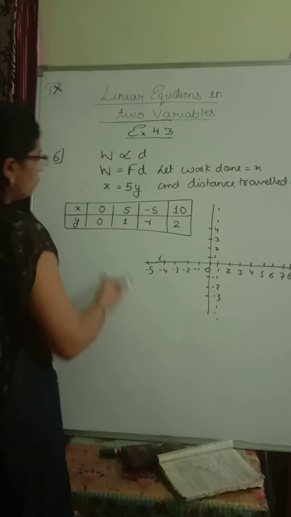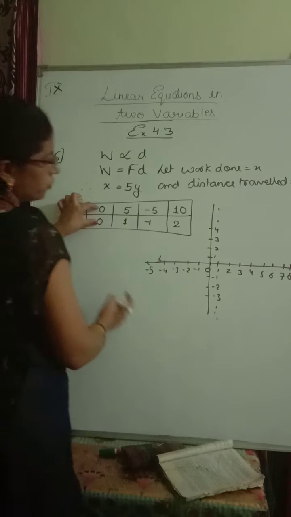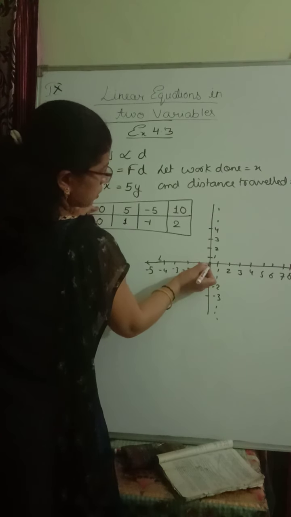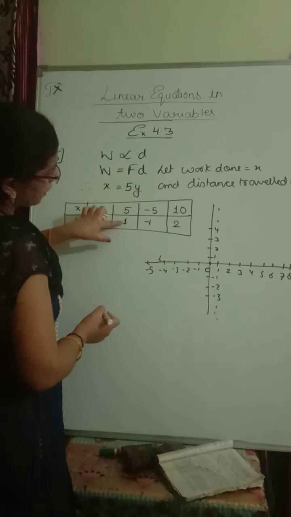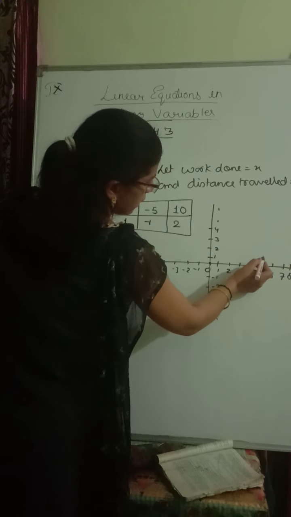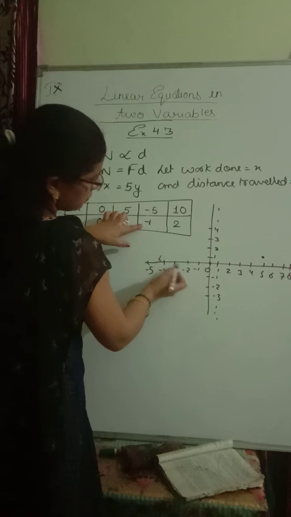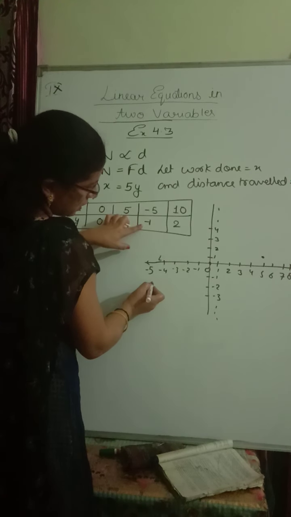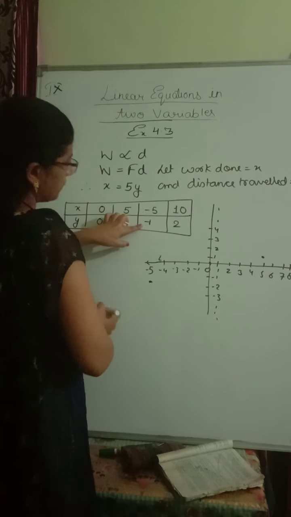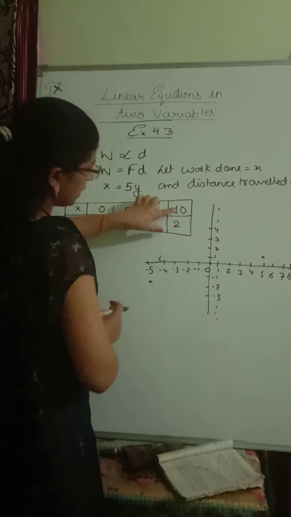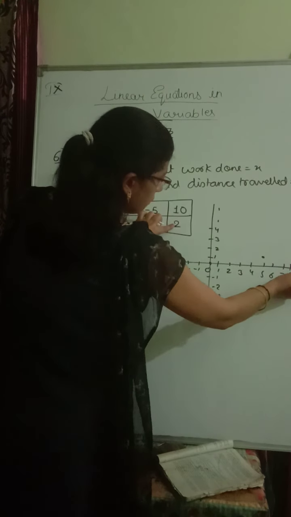So when x is 0, y is 0. This is the point. When x is 5, y is 1. We will get the point here. When x is minus 5, y is minus 1. We will get the point here. When x is 10, y is 2.